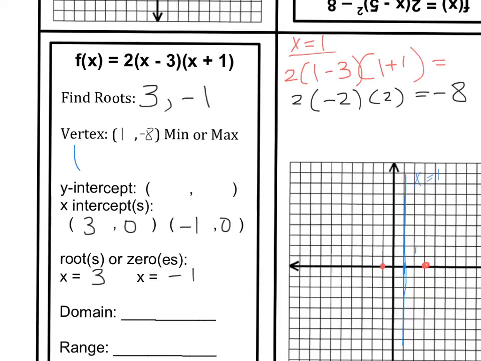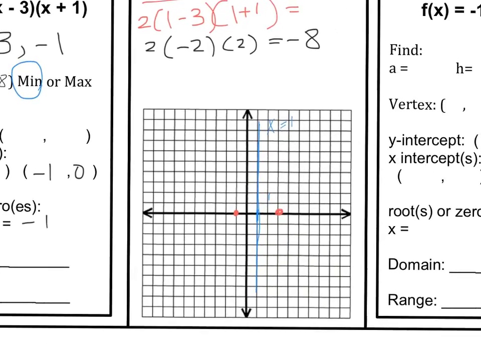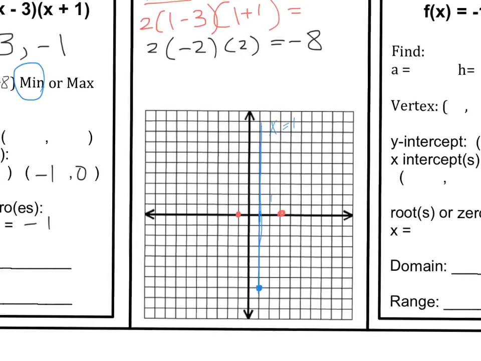Now, this is going to be pointing upward since a is positive. So the vertex is going to be the lowest point, so it's a minimum. Let's plot that. So 1, negative 8. Now, let's think of the pattern.